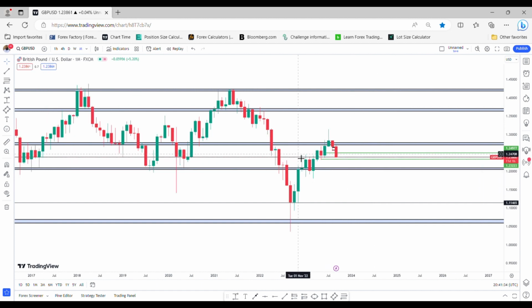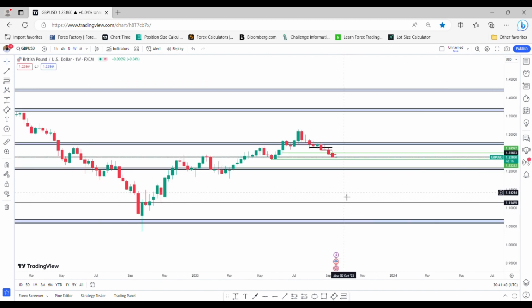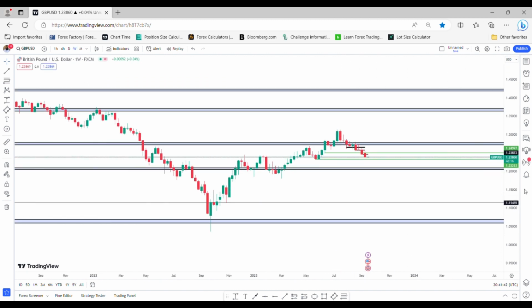And that is exactly what I saw on the monthly time frame, and I knew this was a call for a sell. And sorry about that, it's raining here.